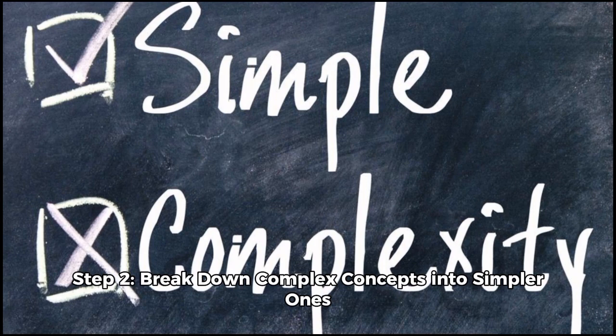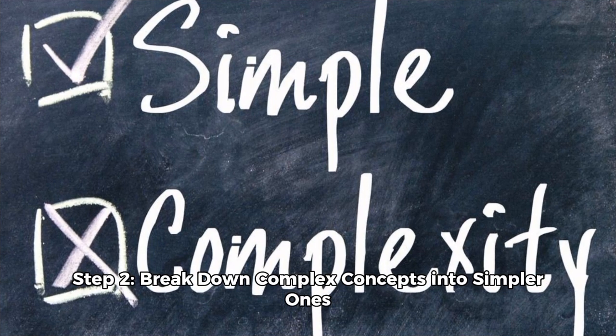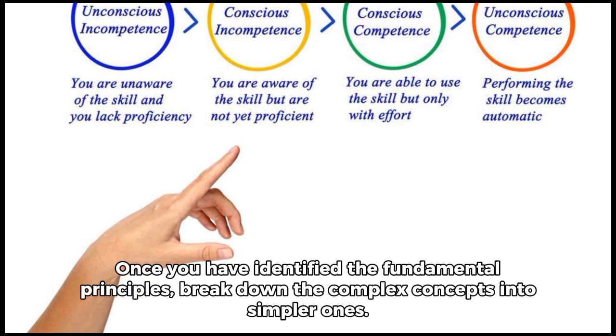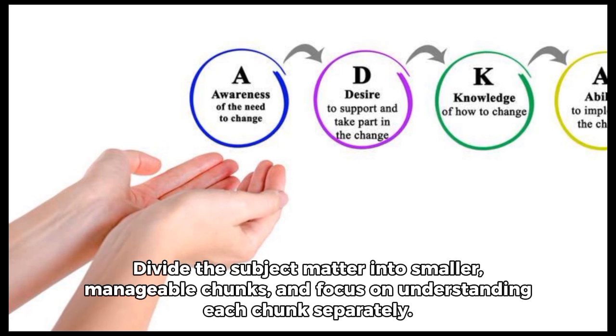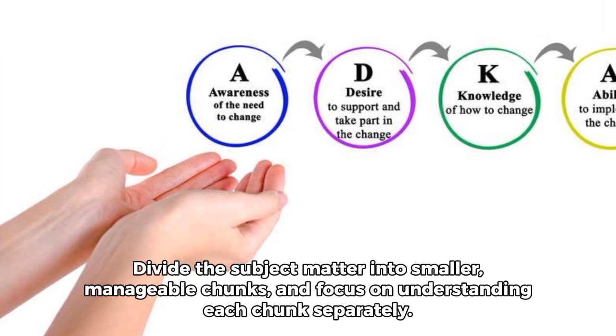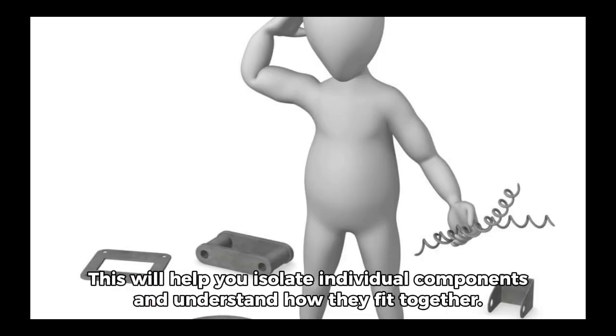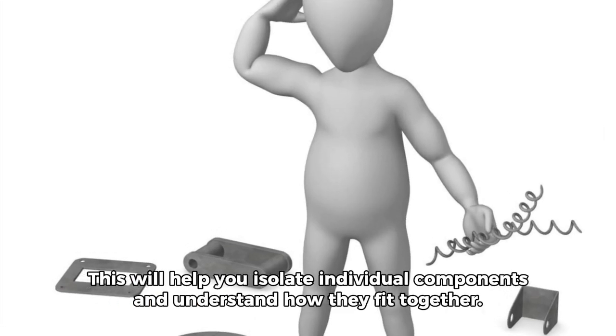Step 2. Break down complex concepts into simpler ones. Once you have identified the fundamental principles, break down the complex concepts into simpler ones. Divide the subject matter into smaller, manageable chunks, and focus on understanding each chunk separately. This will help you isolate individual components and understand how they fit together.